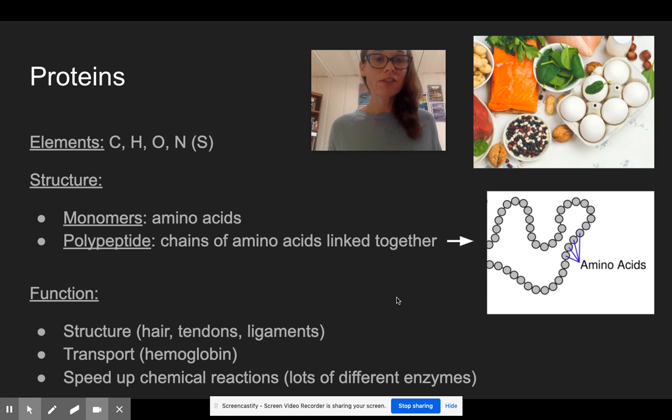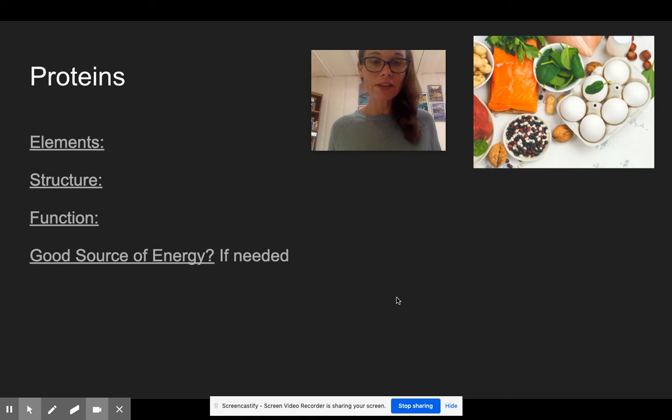All right, so those are the functions of proteins. Are they a good source of energy? The answer is only if needed. Really, lipids and carbohydrates are your main sources of energy. Your body is not going to use proteins unless it really needs to.